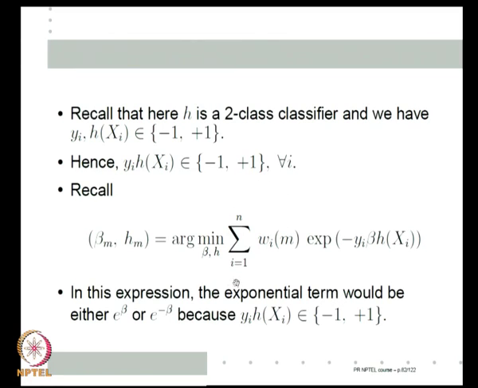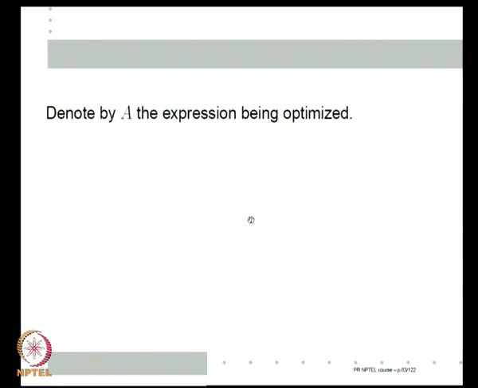See, we are optimizing only over h now, keeping beta fixed. Let us call this expression A. So, A is this expression, the sum over i equal to 1 to m of w_i^m exponential of minus 1 times y_i beta h(x_i). Now, we know that if y_i is not equal to h(x_i), this factor will be exponential beta. If y_i is equal to h(x_i), this factor will be exponential minus beta.